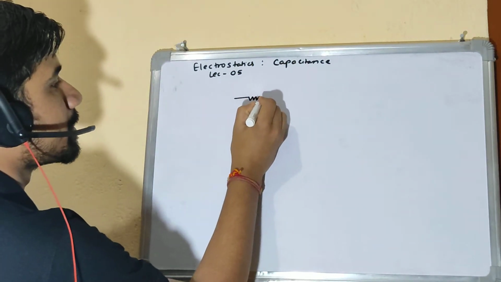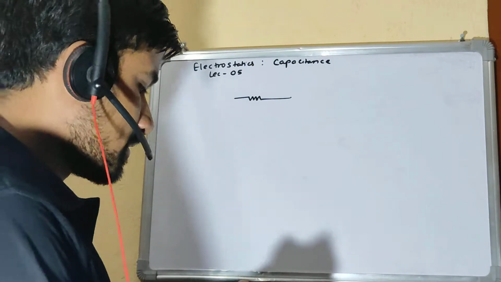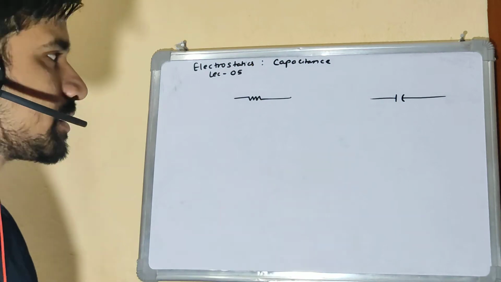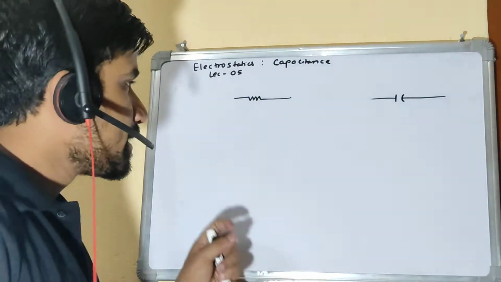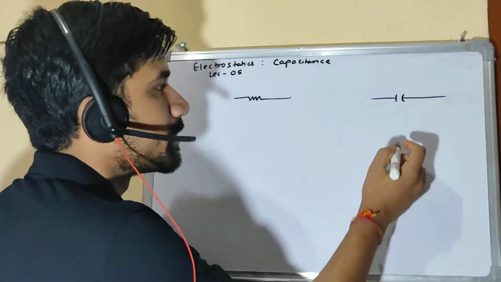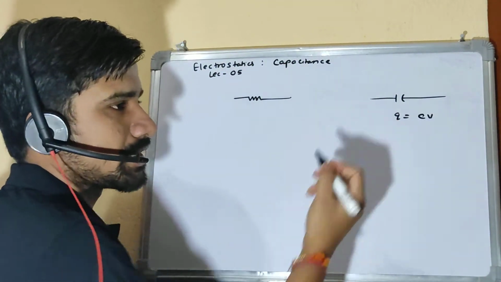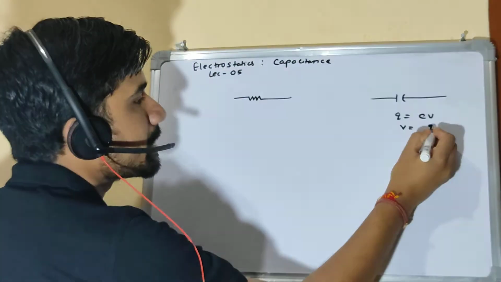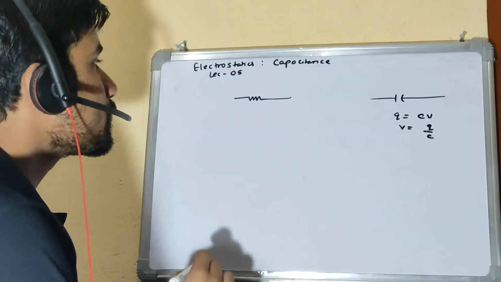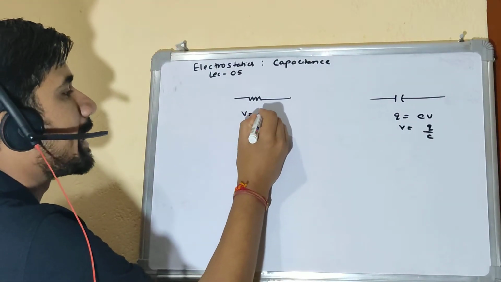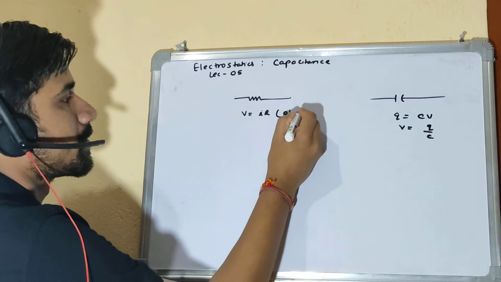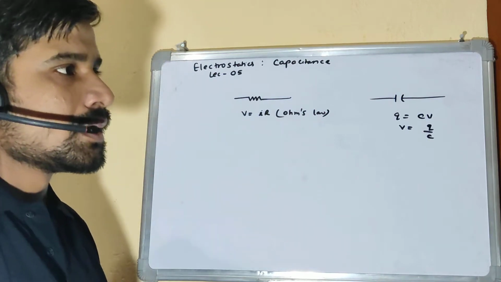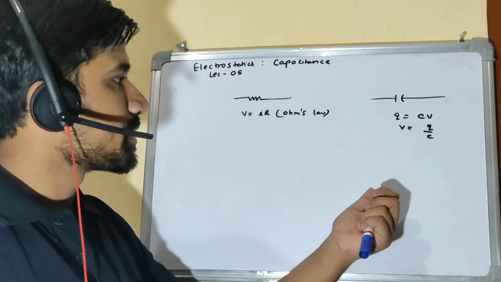One is a resistor, which is indicated by this sign, and one was a capacitor, which is indicated by two parallel lines. The equation we use for a capacitor we already know: it is nothing but Q = CV, and hence V is Q by C. For resistors we use the equation V = IR, which is Ohm's law. So we know the expression for voltage for a capacitor and a resistor, right?